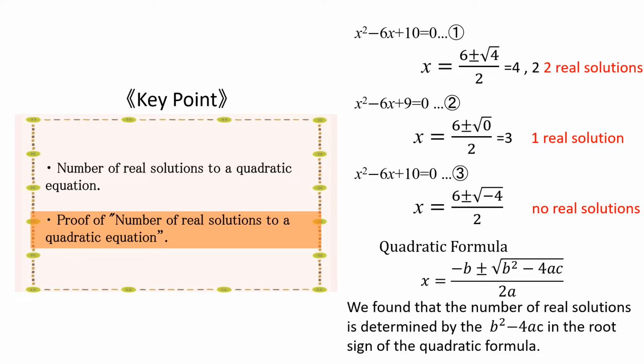Pay attention to what's inside of the root. When it is greater than 0, there are two real solutions. When it is equal to 0, there is one real solution. And when it is less than 0, there are no real solutions. In the quadratic formula, the inside of the root sign is b squared minus 4ac. So we know we can determine the number of solutions.